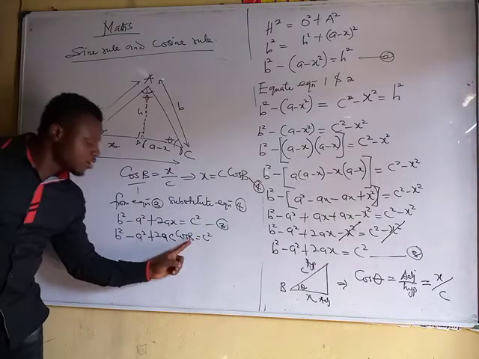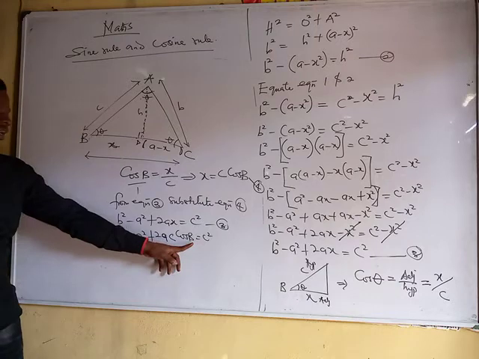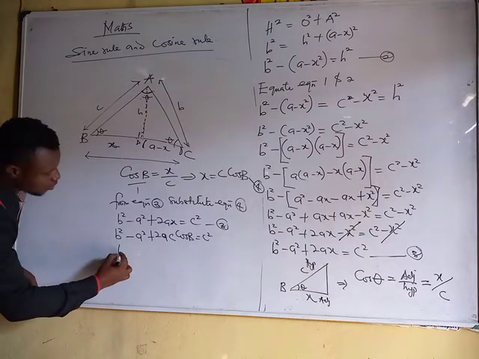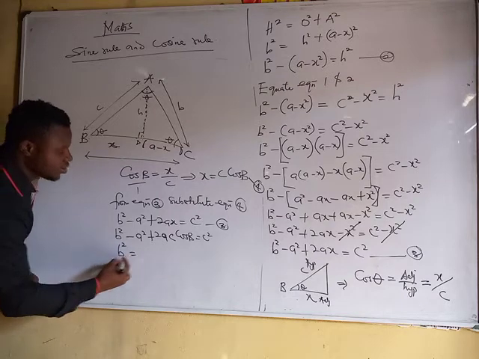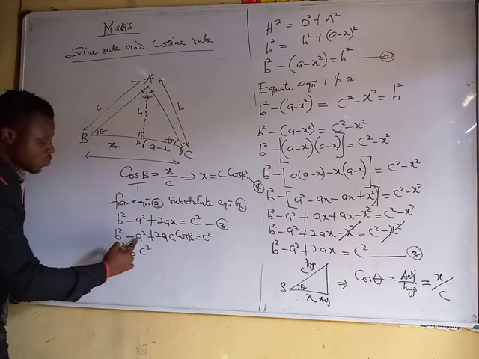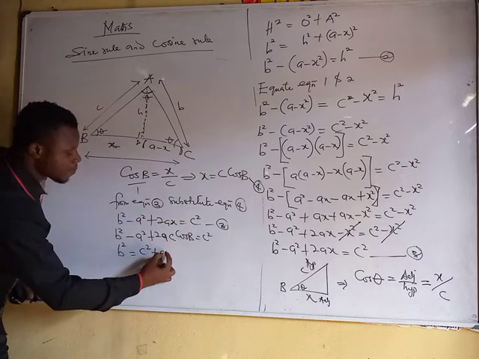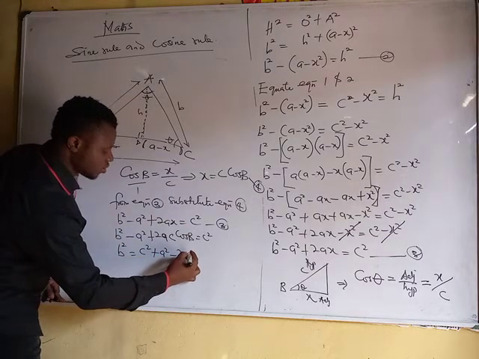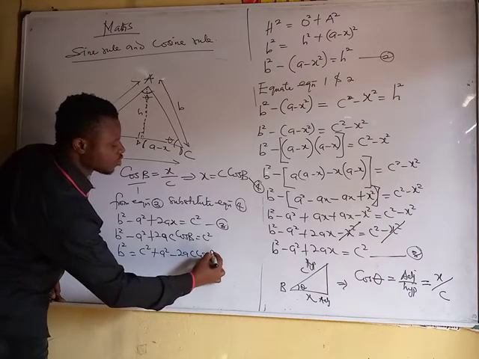Now, because we have angle B, let us make b the subject of the formula. Making b the subject of the formula, we have b square is equal to c square. When this crosses over, we have plus a square minus 2ac cos of B.